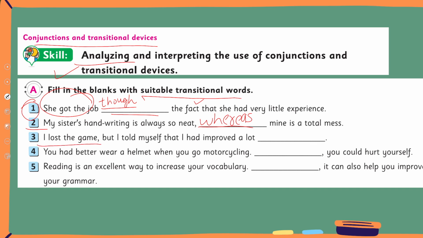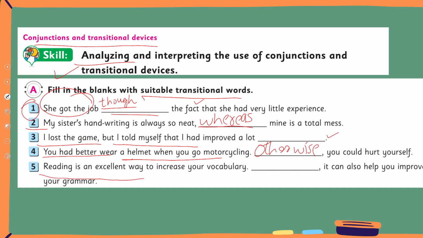I lost the game, but I told myself that I had improved a lot. And let's think about it. Either way, or after all. So what is the transitional device that we are going to add over here? You had better wear a helmet when you go motorcycling. Now, we can say otherwise you could hurt yourself.